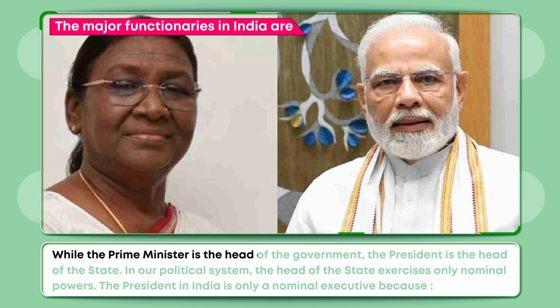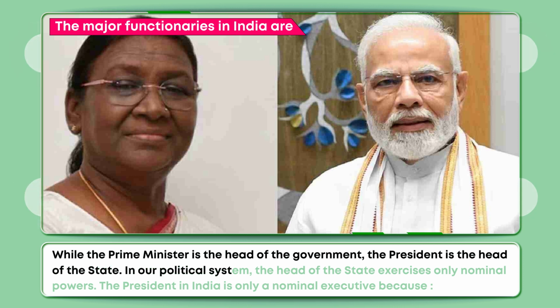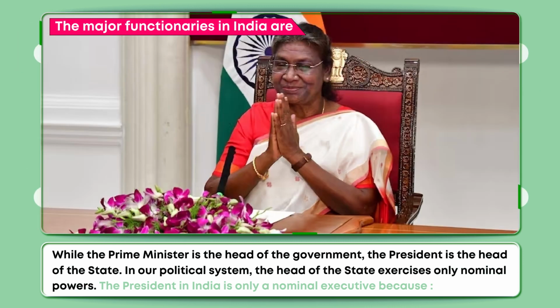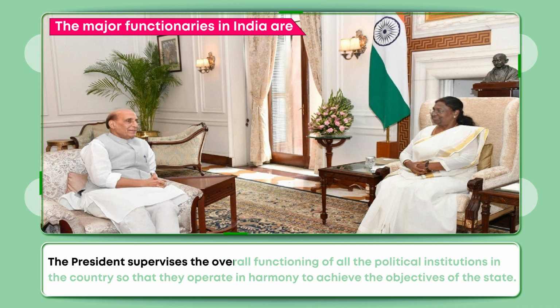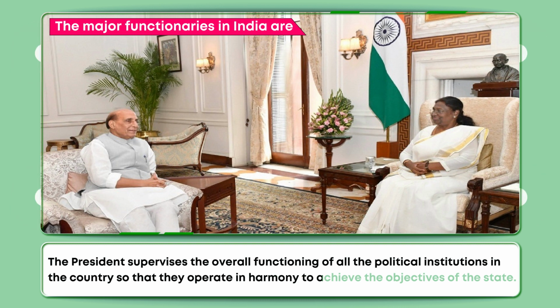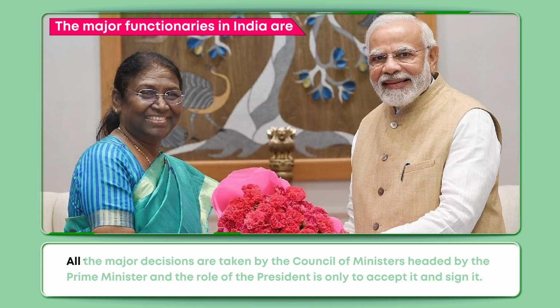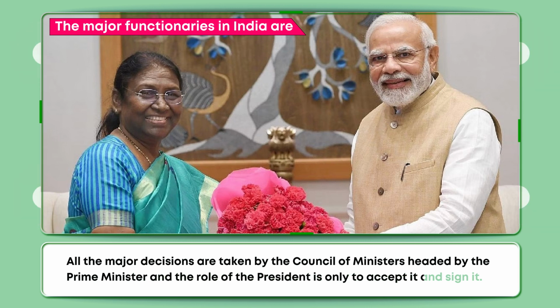While the Prime Minister is the head of the government, the President is the head of the state. In our political system, the head of the state exercises only nominal powers. The President in India is only a nominal executive because the President supervises the overall functioning of all the political institutions in the country so that they operate in harmony to achieve the objectives of the state. All the major decisions are taken by the Council of Ministers headed by the Prime Minister, and the role of the President is only to accept it and sign it.